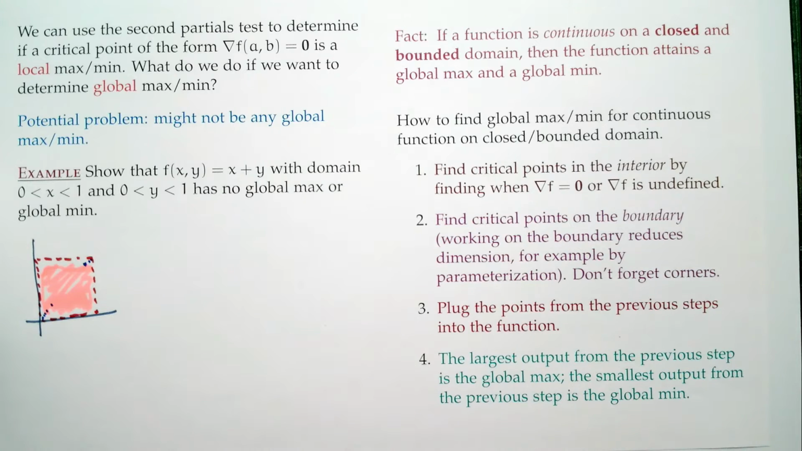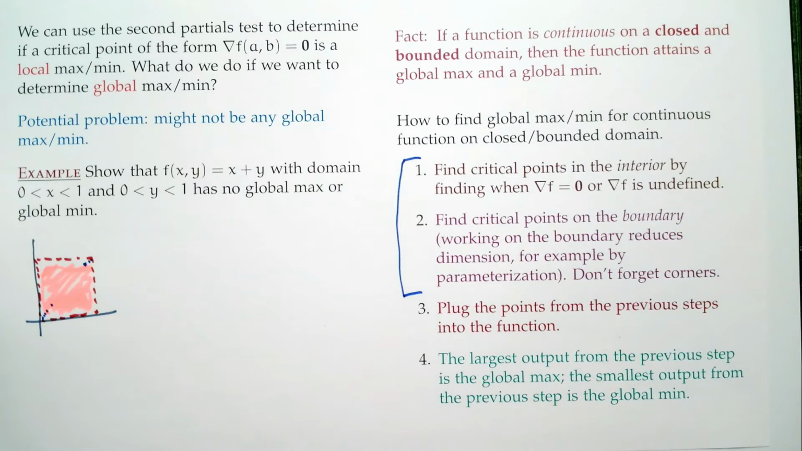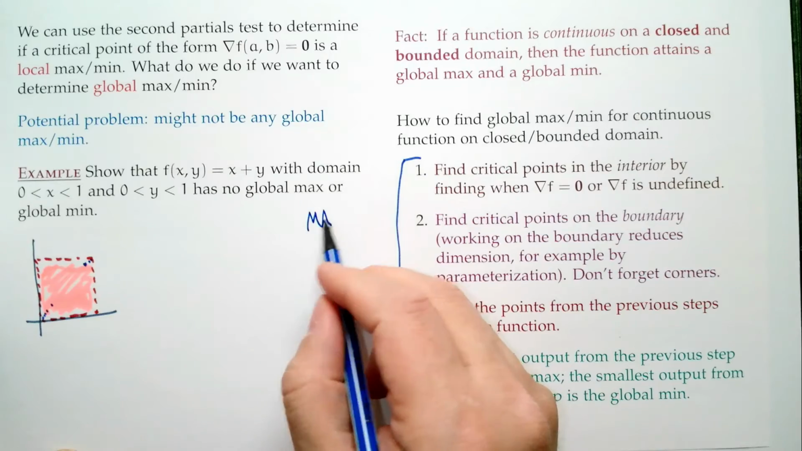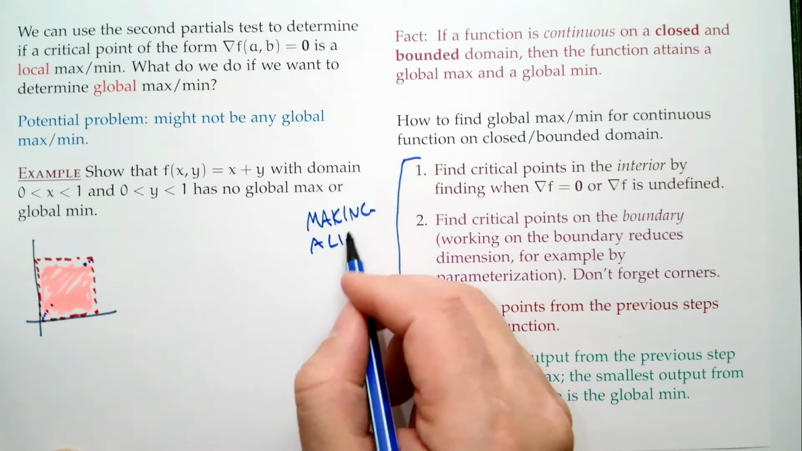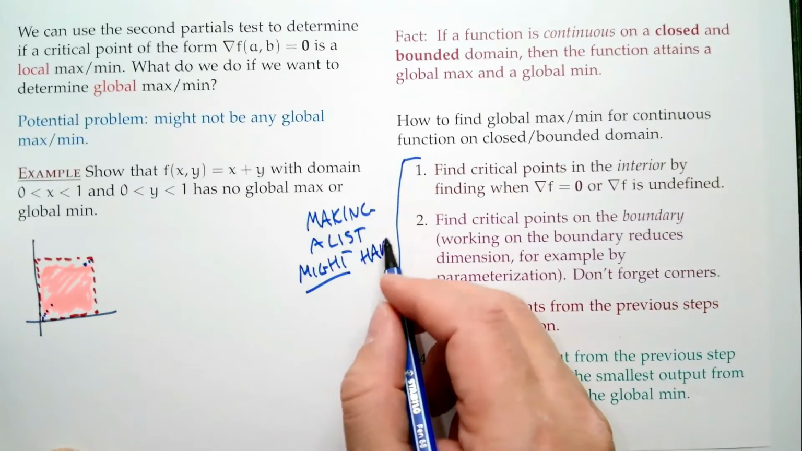What we're going to do is say, now that I know it exists, I'm going to start by first making a list. The making a list part is really what we have right here in steps 1 and 2. I know there's a global max or a global min, and I'm going to go through and check every single point where it could exist. So this is making a list where I might have the global max and global min.